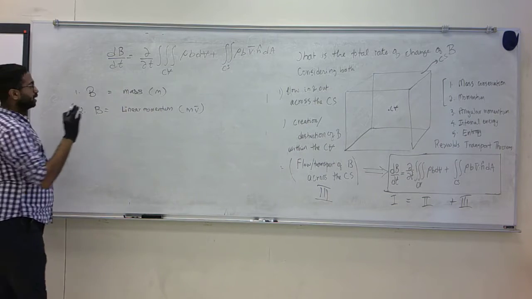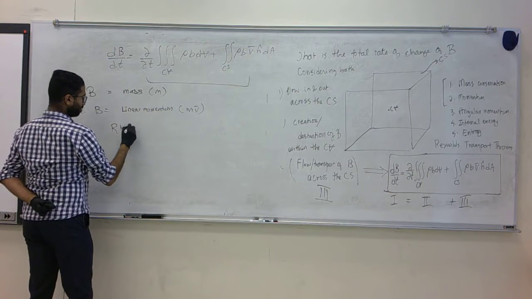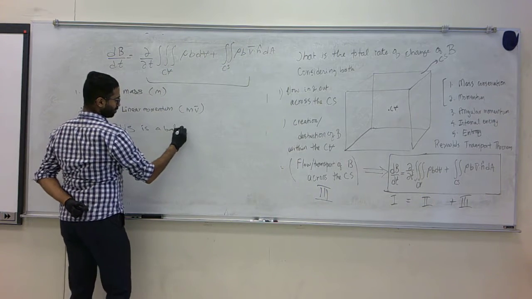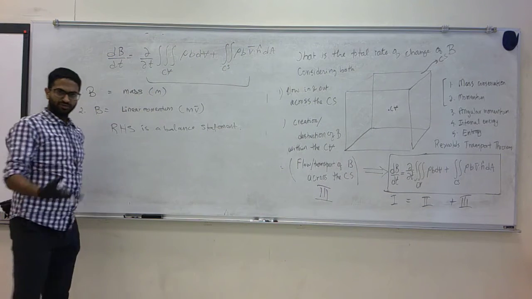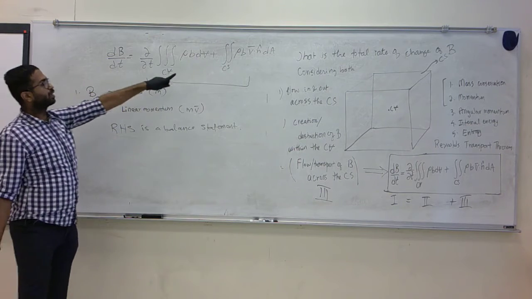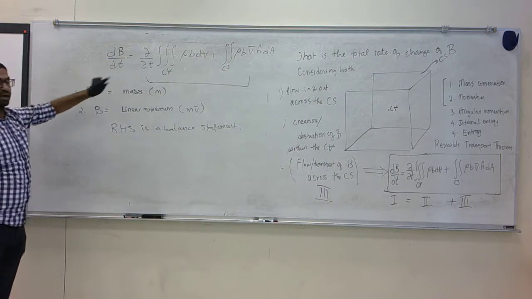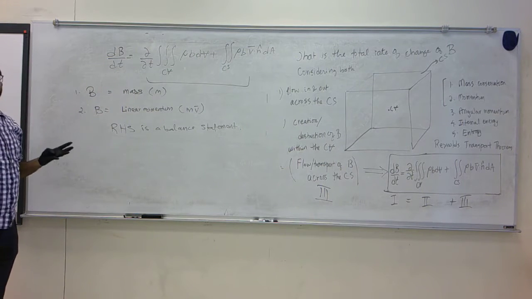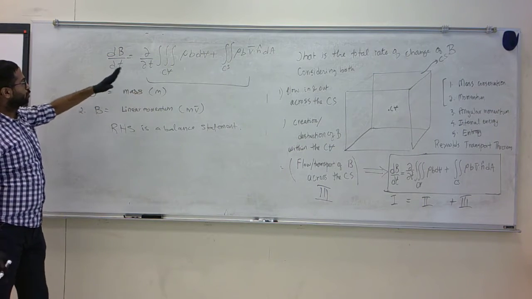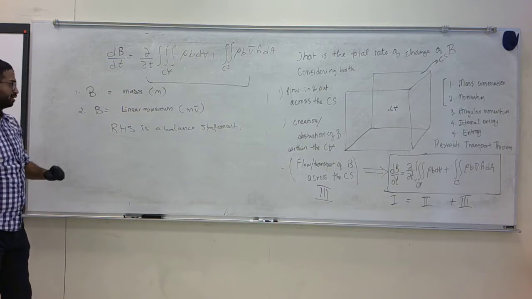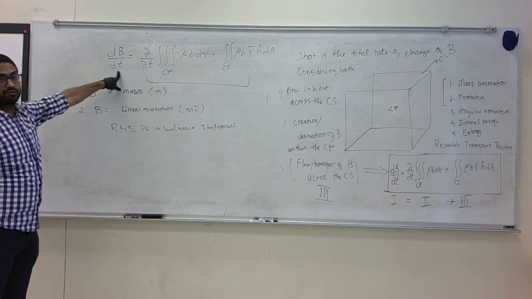Okay. The right side of this equation is a balance statement. It doesn't tell you anything about the physics of the system. It simply says what changes within and what flows across must add up to the total rate of change. It's just a statement saying 1 plus 2 equals 3, or 2 plus 3 equals 1 in our notation there. This is for any quantity. All it says is it should be equal to the rate of change of B.